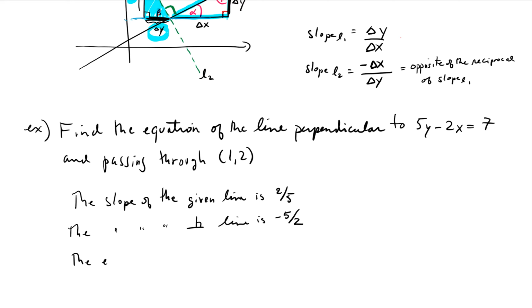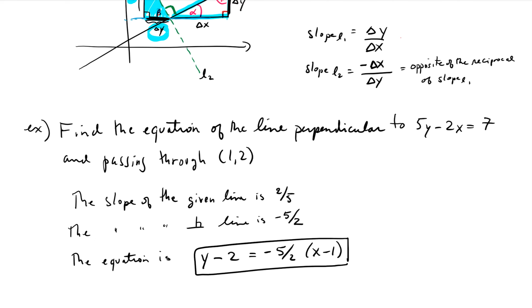So the equation can be easily obtained in point-slope form. It is y minus the y coordinate, which is 2, equal to the slope times x minus the x coordinate. And we're just done. If you don't like it this way and you prefer to have y solved for, you can do that too. You can write it like that. Both are just as good.